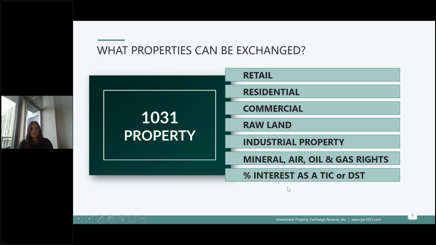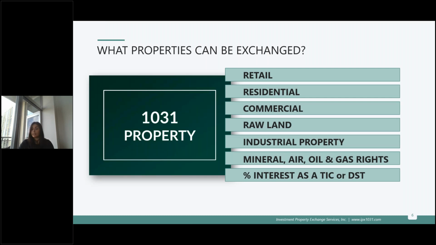What type of properties can be exchanged? So some of these I just talked about. Again, it's any type of investment real estate. So it could be any type of residential property as long as it's used for rental purposes. Sometimes vacation homes and second homes qualify. Commercial property always qualifies for 1031. Farmland, vacant land, mineral rights, air rights, oil and gas royalties are exchangeable.